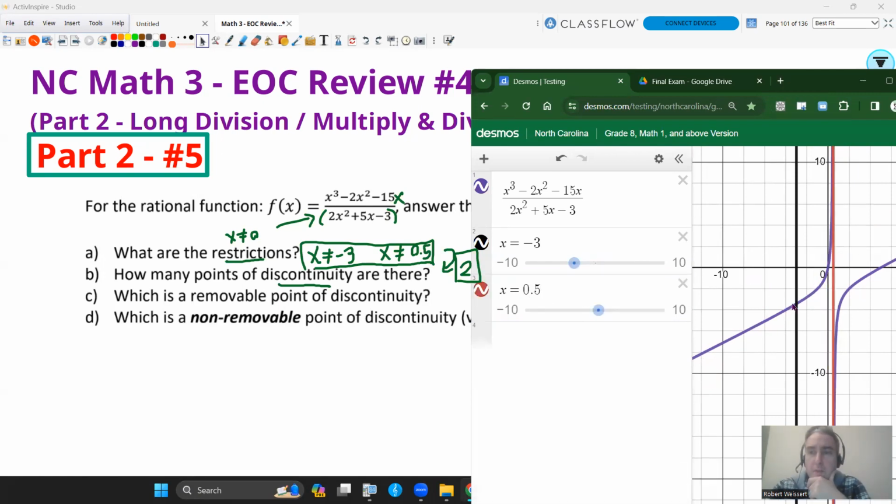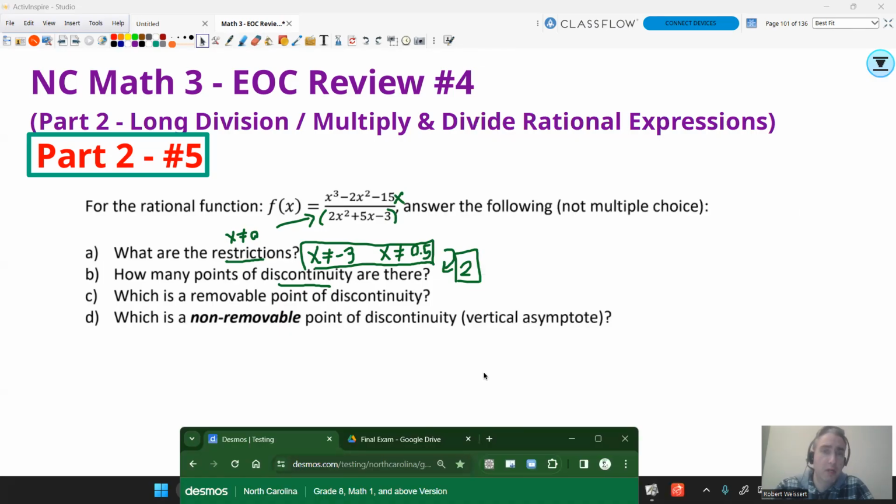Now the first one here, x equals -3, it actually goes through the line, so it's not removable. It looks like it hits that graph there, but the one at 0.5, it avoids that. That's actually called a vertical asymptote. So the removable point of discontinuity is actually going to be -3, excuse me. That means the non-removable point, which is what we call the vertical asymptote, is going to be x equals 0.5.